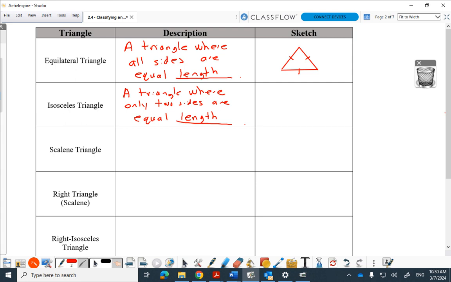Scalene. A triangle. Let me get the sentence going, and I'll get someone to help me fill it in. A triangle where all 3 sides are unequal. Perfectly good. I would totally mark that right. I'm going to write where no sides are equal length. Not equal slopes. I don't care about the slopes.